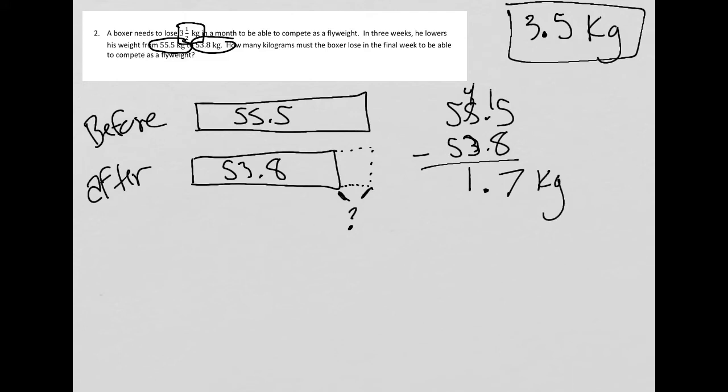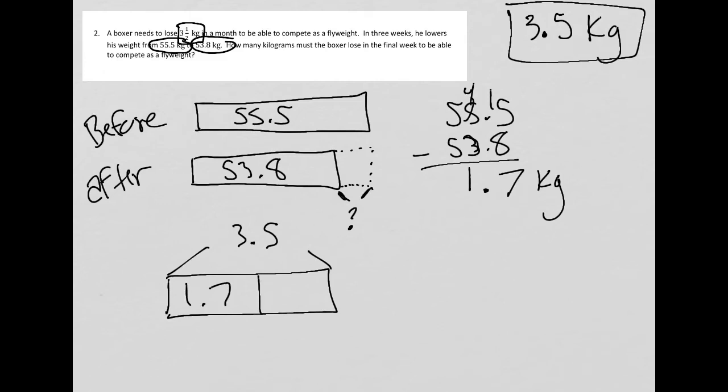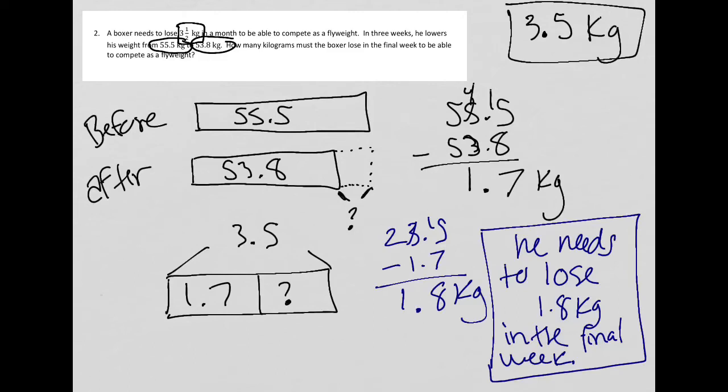He needs to lose 3.5 kilograms. So if we think about it like this, his goal is 3.5. So far, he's done 1.7, and we need this mystery amount. So we can figure out that mystery amount. Go ahead and pause here and find that mystery amount for me, and then you can check your answer when you're done. Okay, here's my answer. He needs to lose 1.8 kilograms in the final week, and you can see my work that I did for that.